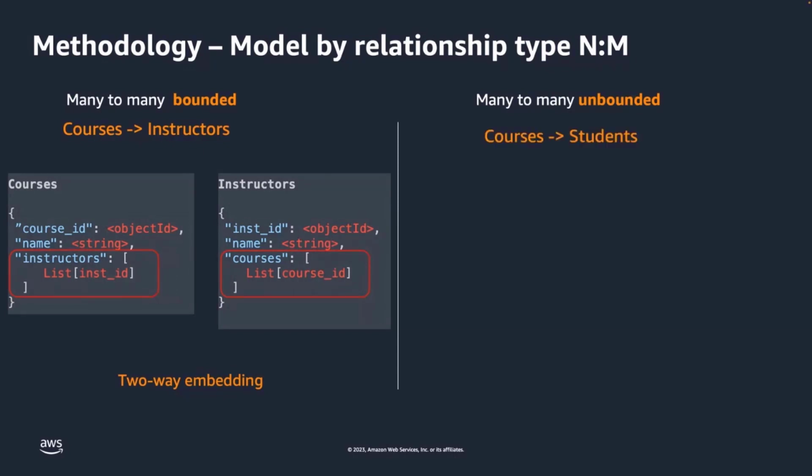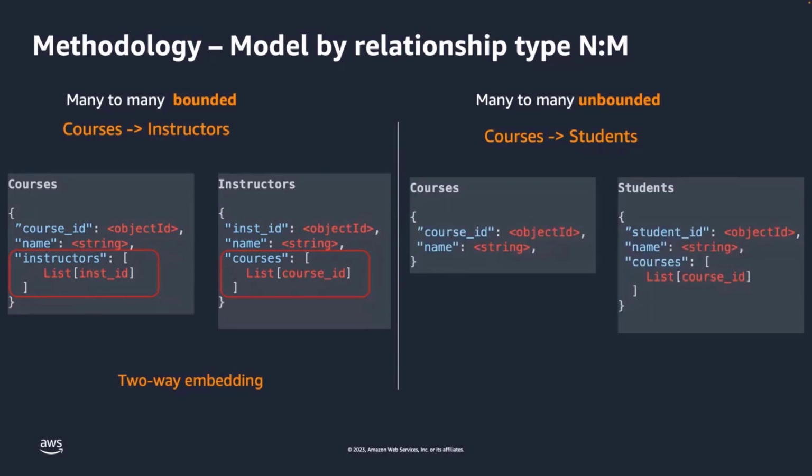But if we take the other example of courses and students, there can be any number of students enrolled in a course. This represents an unbounded many-to-many relationship on the course side. The student side is bounded because the student will enroll only in a limited number of courses. In this case, it makes sense to model using an embedded list on the bounded side of the relationship. So you could store a list of course IDs or subdocuments in each student document.